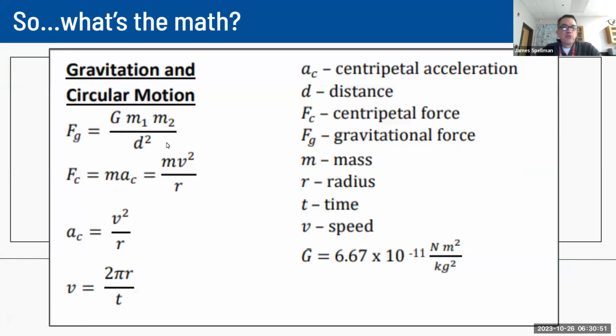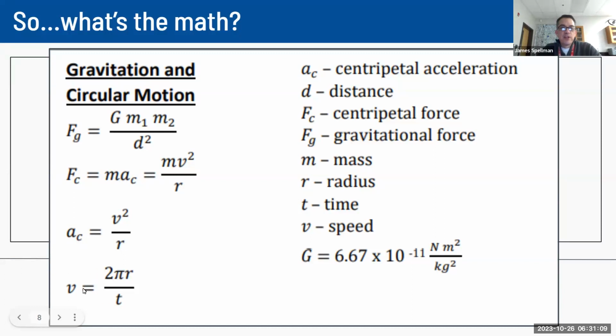And this is what it looks like on your formula sheet. We've talked about gravity. We've done some calculations here. This is our first formula. The rest of these are the circular motion formulas. So this is just what I showed you on the previous slide. All of this is on the previous slide. This one was on the previous slide.